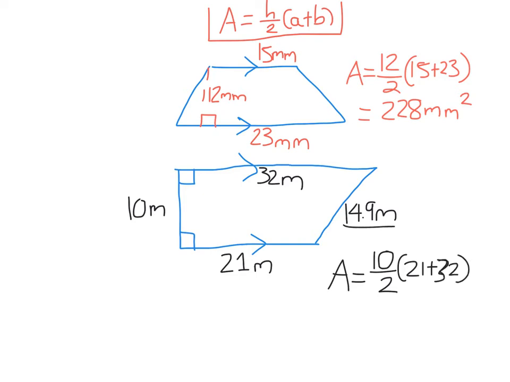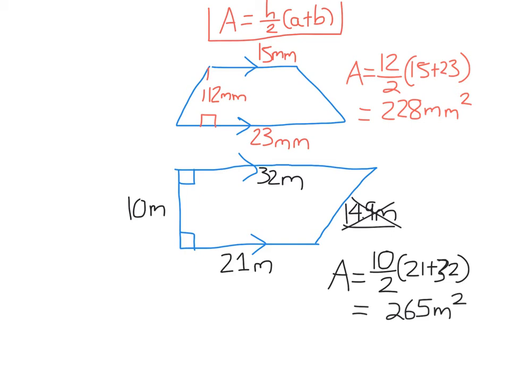So this side here, the slant height, does not come into our calculations for area. It'd be very helpful if we wanted the perimeter, but not if we wanted the area. So I just put in my calculator, perpendicular height divided by 2 times the sum of the two parallel sides. So this is just 5 times 53, which is 265. In this case, it will be meters squared. And then we're done.